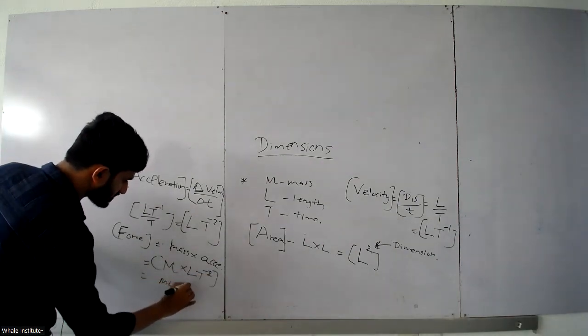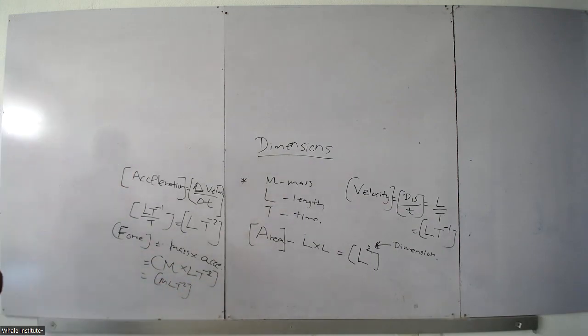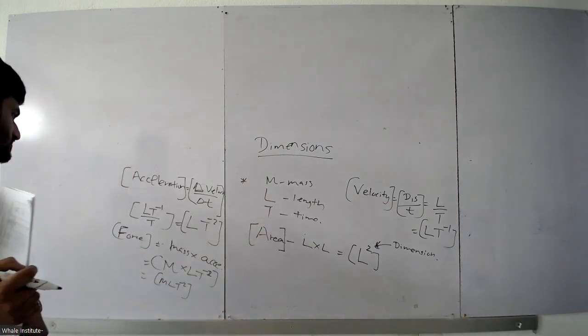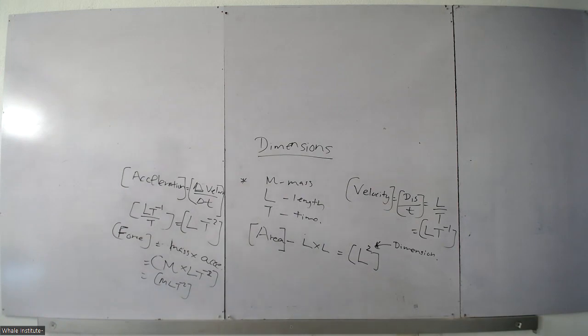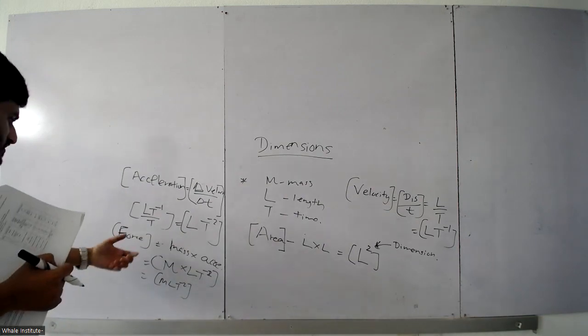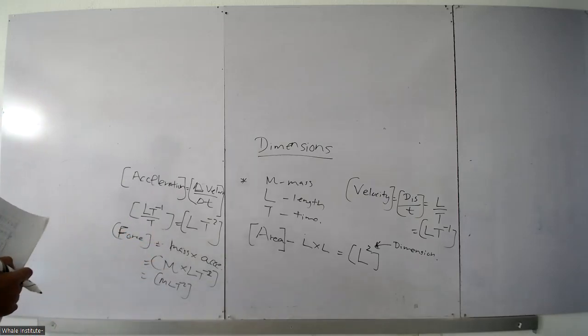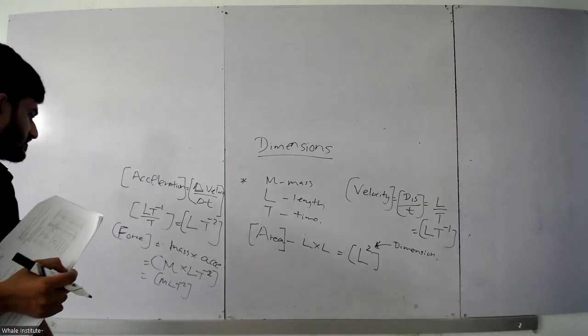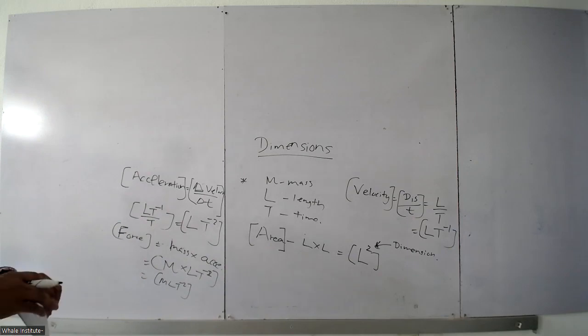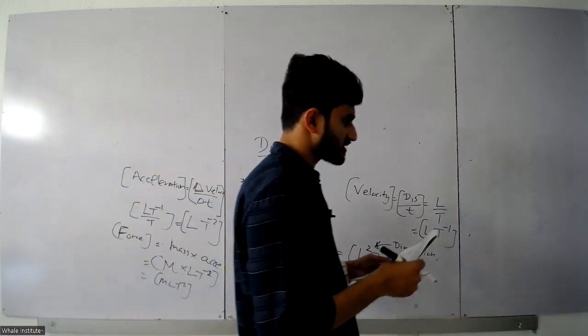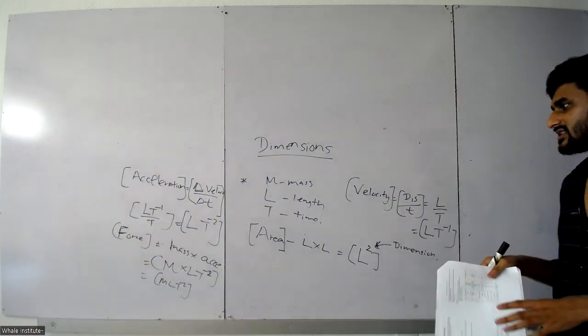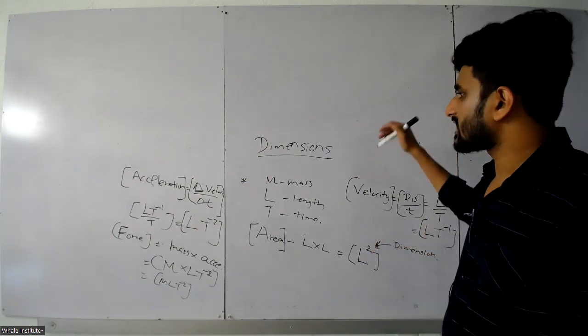MLT minus 2, right? You can remember this also. It will become easy when getting the dimensions of other terms. Remember force, velocity, acceleration, length, area and volume. And MLT minus 2. So you can practice with some equations and get the dimensions using these equations.